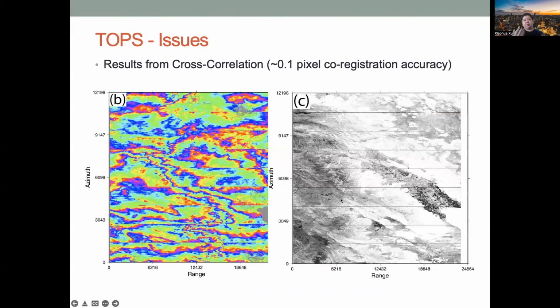So how are we going to do this kind of precise correlation? It's sort of the key of processing the TOPS data. Traditionally, what is used for correlation is called cross-correlation. Basically, you cross-correlate different parts of the image, calculate the transform function based on the estimated offset from cross-correlation, and then resample the radar image based on the calculated function. But the accuracy of these kinds of estimates is roughly around 0.1 pixel, which is far from enough to do correlation for TOPS data.